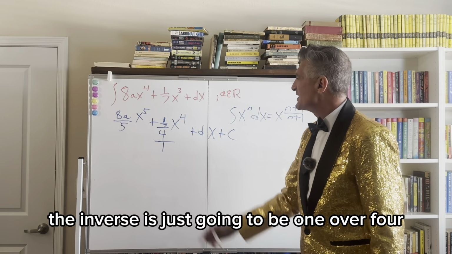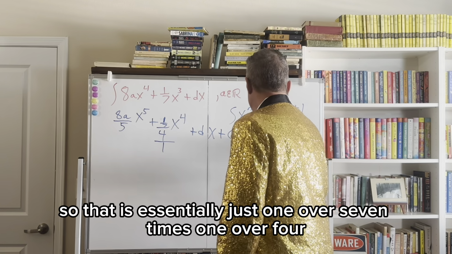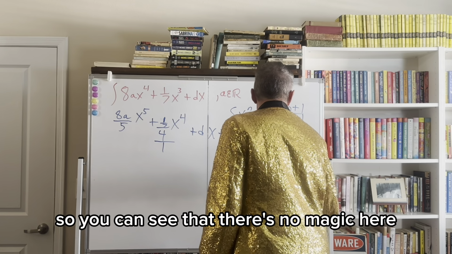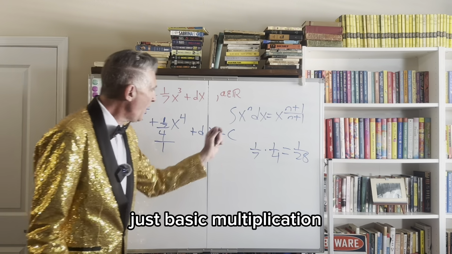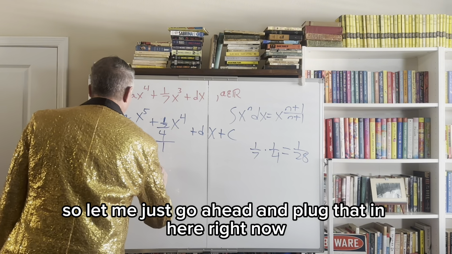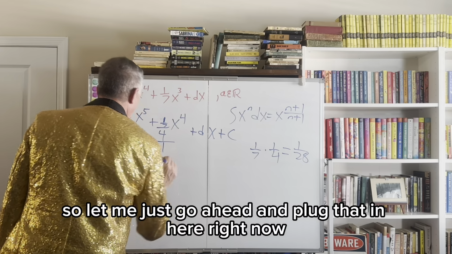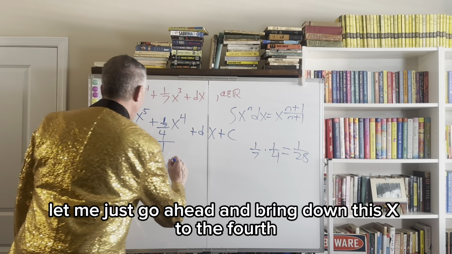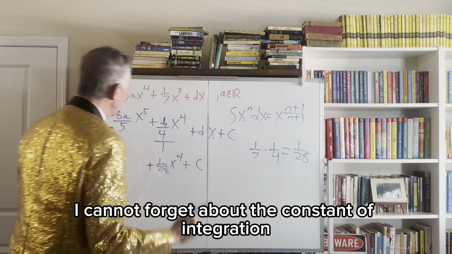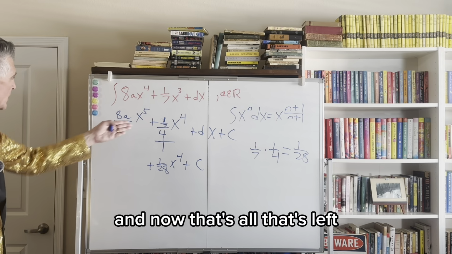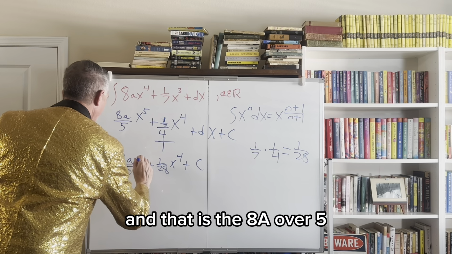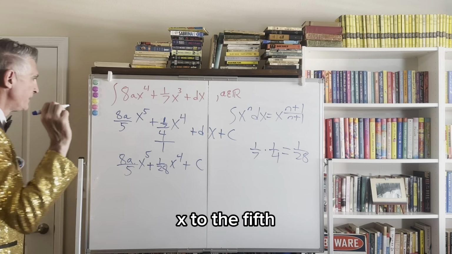Well, the inverse is just going to be 1 over 4. So that is essentially just 1 over 7 times 1 over 4. No magic here, just basic multiplication. 1 over 7 times 1 over 4 equals 1 over 28. So let me just go ahead and plug that in here right now. Okay, well, let me just go ahead and bring down this x to the fourth while I'm at it. And I've got the plus C. I cannot forget about the constant of integration. And now all that's left is for me to bring this down as well, and that is the 8a over 5x to the fifth.